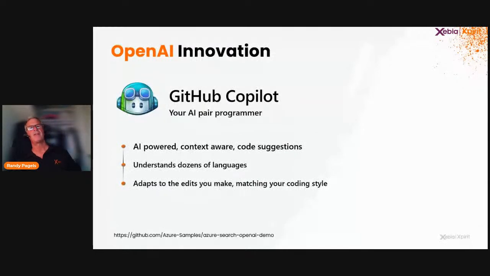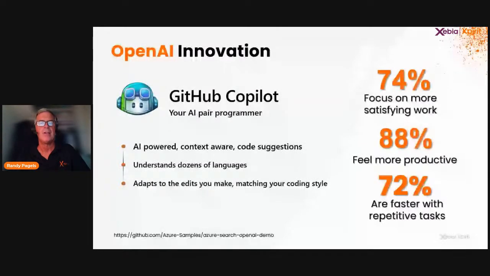Another area of innovation is GitHub Copilot. Copilot is an AI pair programmer that helps developers write code faster and with less work. Copilot draws context from comments and code and suggests individual lines and whole functions. Hundreds of thousands of developers are using Copilot today. Research has shown developers using GitHub Copilot for code assistance are on average about 55% faster.